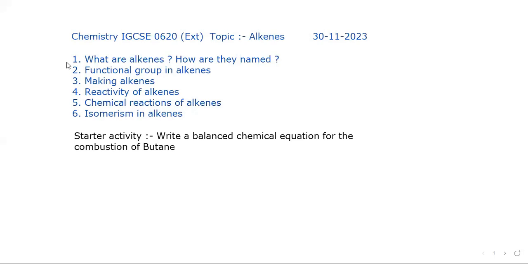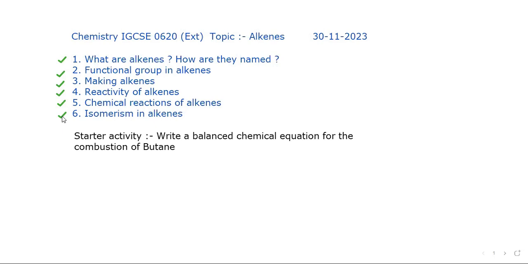These are our learning objectives, which I wrote first. What are alkenes? How are they named? Functional group in alkenes. Making alkenes. Reactivity of alkenes. Chemical reaction of alkenes and isomerism in alkenes. Absolutely right. These are our learning objectives, which we'll try to cover, inshallah ta'ala.